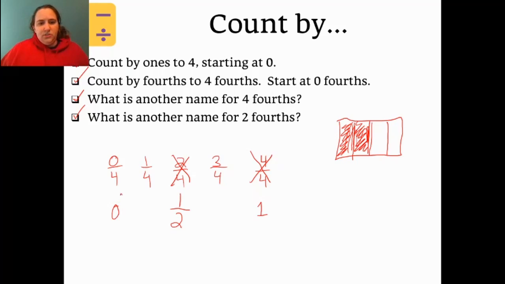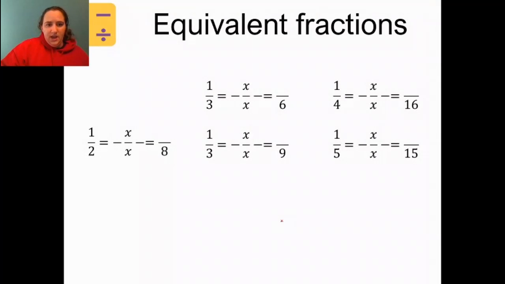That's just 0. So when we count this time, instead of saying 0 fourths, 2 fourths, and 4 fourths, we're going to instead say the other numbers that represent that same exact thing. So here we go. 0, 1 fourth, 1 half, 3 fourths, and 1. And that's it. Alright, and now we are going to find equivalent fractions.